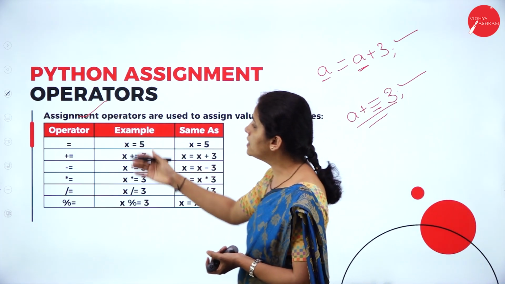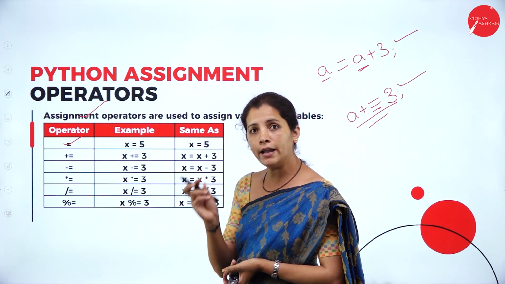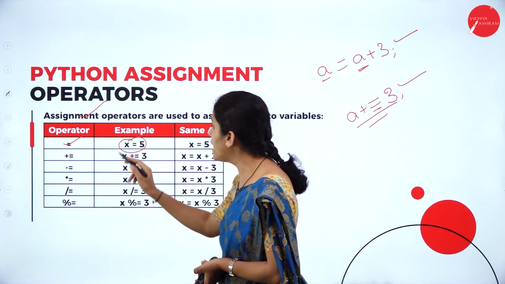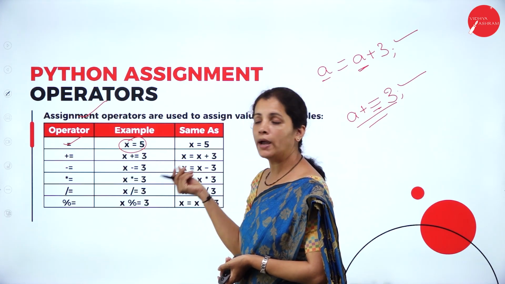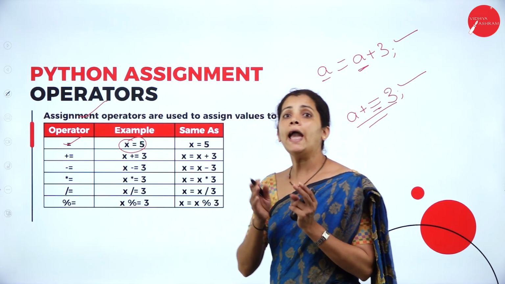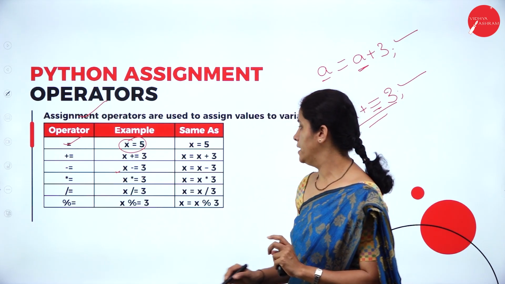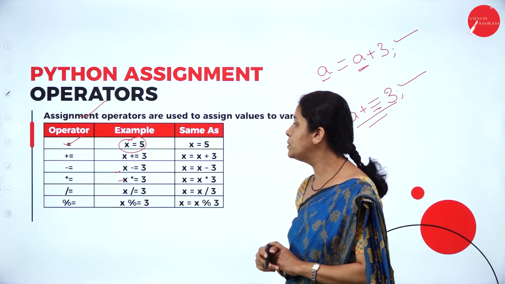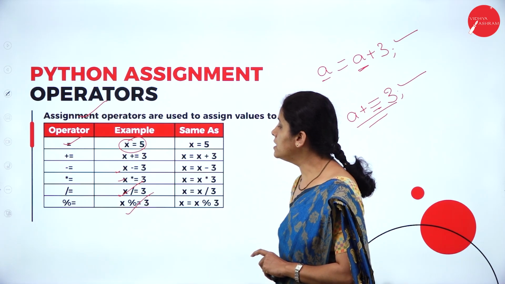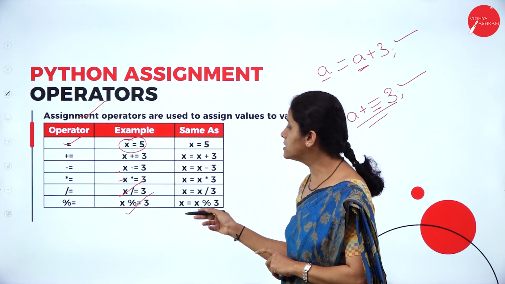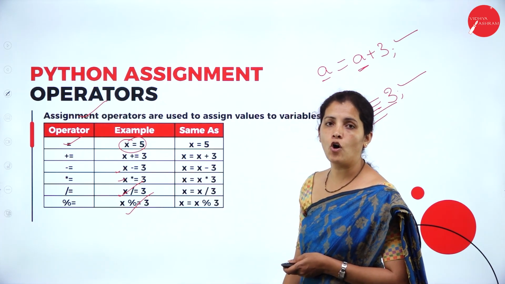Okay, so see here, which assignment operators can I have? That is equal. So I'm assigning 5 to x. Now x holds the value 5. And here, instead of writing x equal to x plus 3, I can write x plus equal 3. Here, x minus equal 3. Here, x star equal 3. Here, x modulus equal to 3. Here it is x divided by equal to 3.